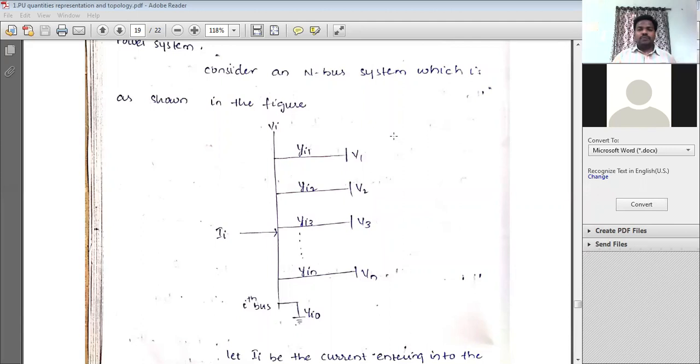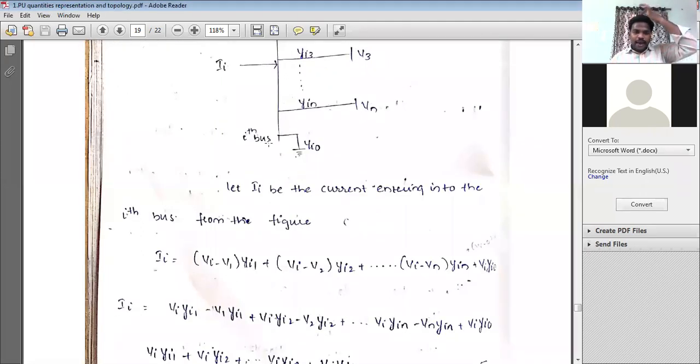Now I am going to explain in detail. Let capital I suffix i be the current entering into the ith bus. Now consider the above system. From the above system, capital I suffix i is the incoming current. If I apply KCL at the ith bus, obviously I suffix i should be equal to the sum of the leaving currents. Now what are the leaving currents? The current entering a particular admittance is nothing but I equal to YV. We already know this relation, I is equal to Y into V.